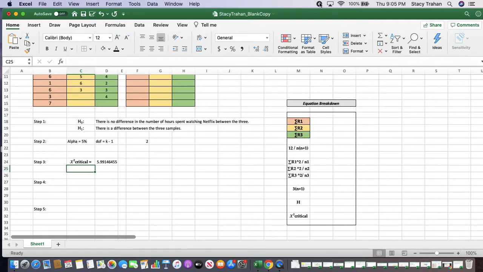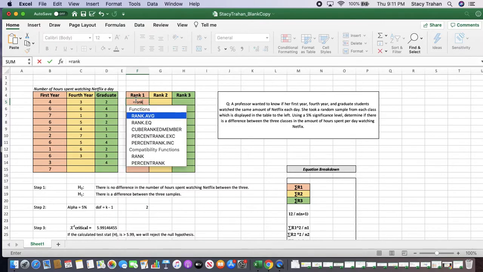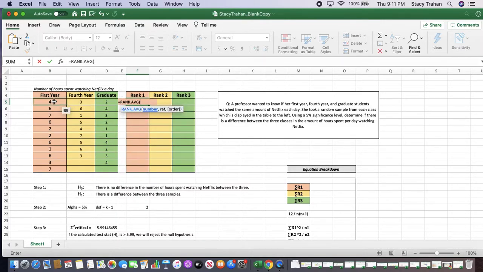Then we will move on to calculating our numbers over here for the equation. Now the first step in our equation we need to figure out is the sums of all the ranks. When we rank these, we're going to rank them as if they were one sample. You'll see what I mean by that when I show you the Excel function. We're going to start with our first years here. We use the Excel function RANK.AVG. We select our first number. We need our reference area, which is the entire group here.